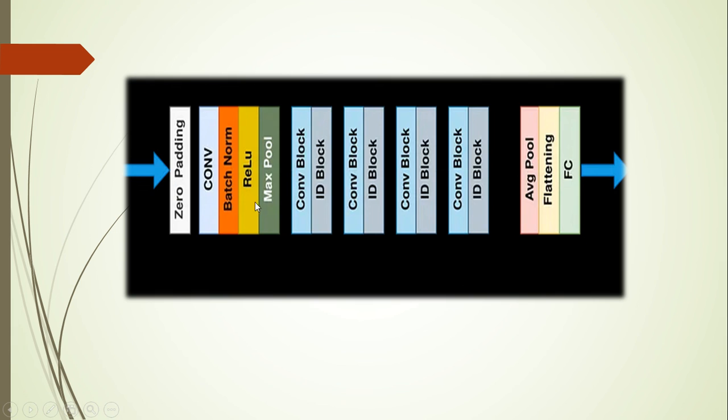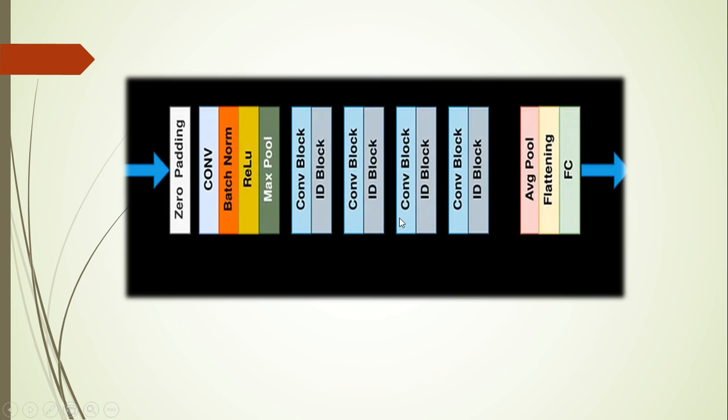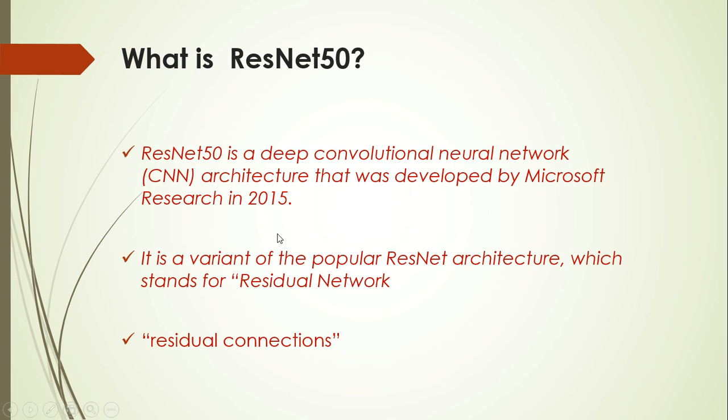So from this ResNet50 we can understand 4 things are important: the convolution layer, identity block, convolution block, and lastly the fully connected layers. I hope you understand what ResNet50 is and why it is so important. In the upcoming session we will definitely go for implementation.